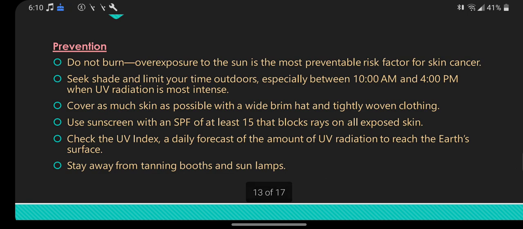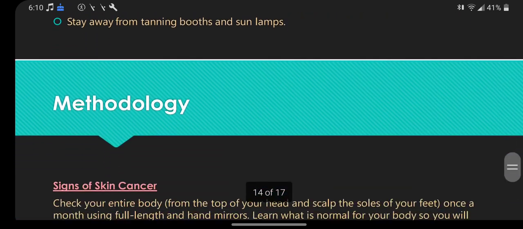Check the UV index, a daily forecast of the amount of UV radiation reaching the Earth's surface. Stay away from tanning booths and sun lamps.